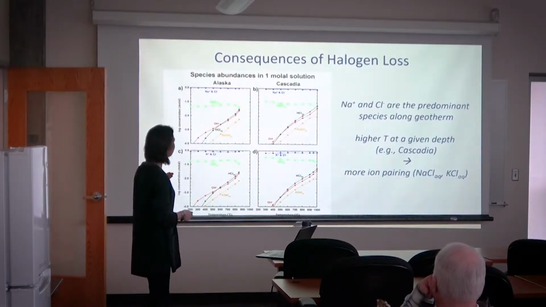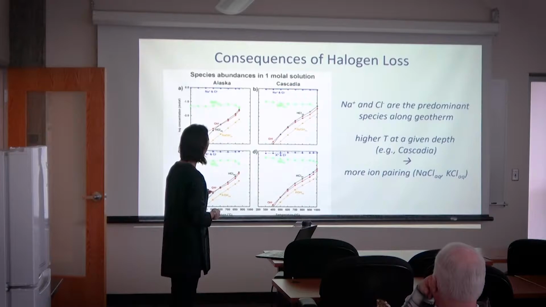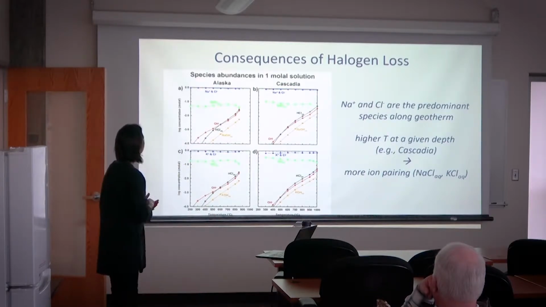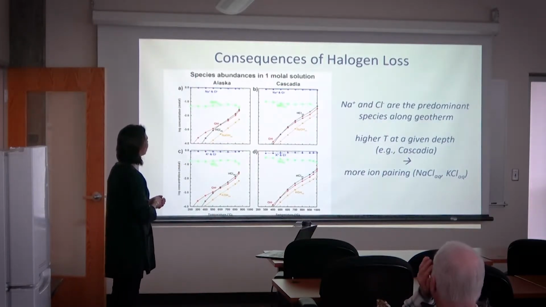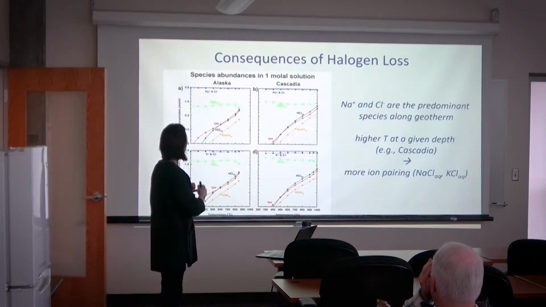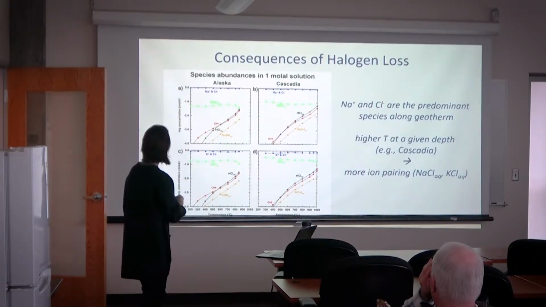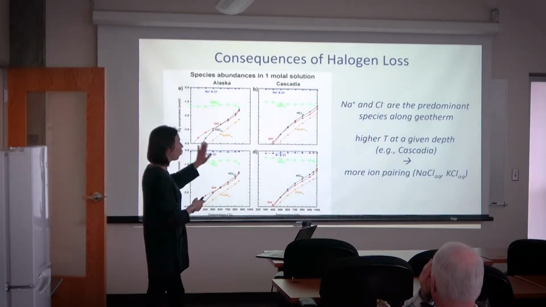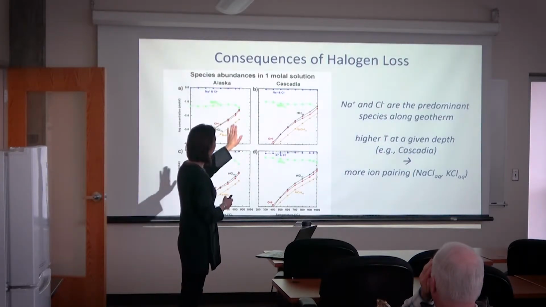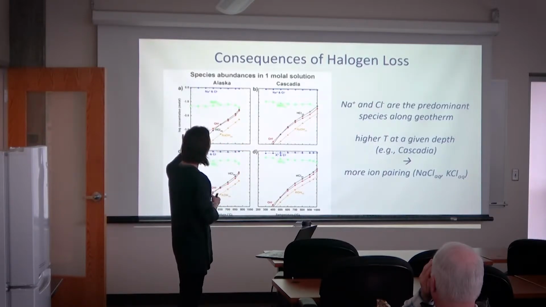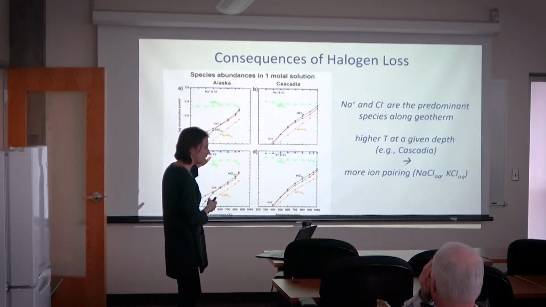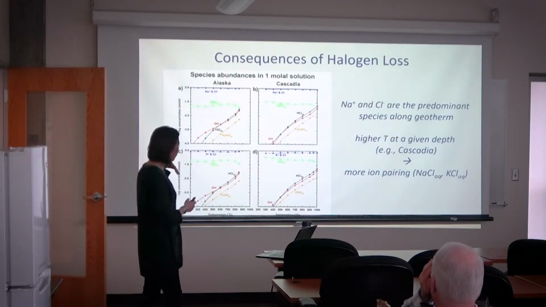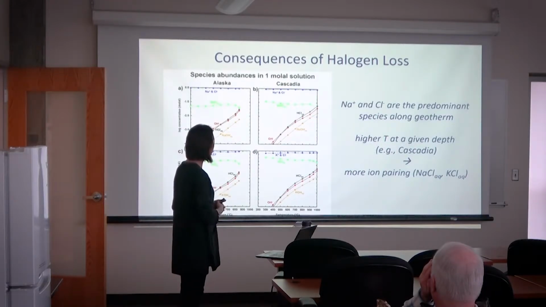One of the things that he did was to do some thermodynamic modeling to try to understand what the different species abundances are in a 1 molar solution of potassium chloride and sodium chloride in different subduction zones. What he did was to look at Alaska and Cascadia. So he picked more of a warm end member subduction zone, like Cascadia, more of a cooler end member subduction zone like Alaska, and then looked at the thermal gradients using Ellen Syracuse thermal models.